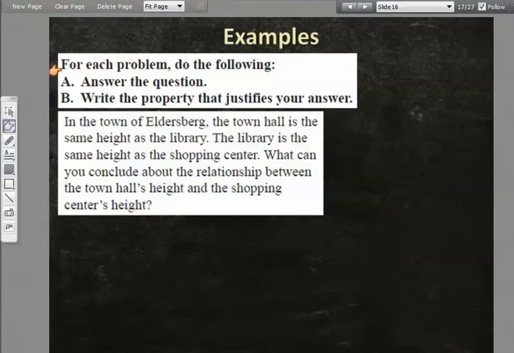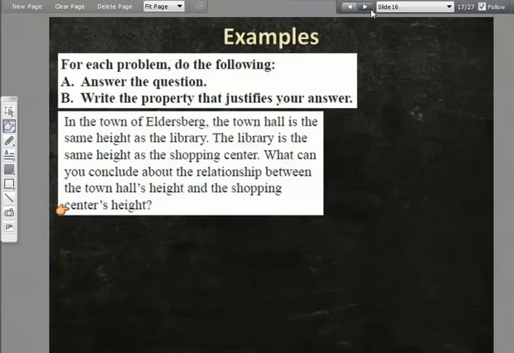Alright, it says for each problem do the following. A, answer the question. Then B, write the property that justifies your answer. Well, let's read the problem. It says, in the town of Eldersburg, the town hall is the same height as the library. The library is the same height as the shopping center. What can you conclude about the relationship between the town hall's height and the shopping center's height?